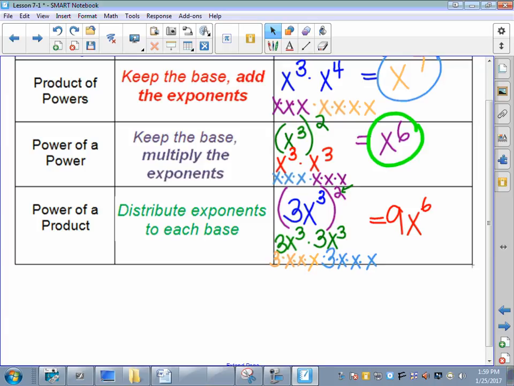So 3 is a base inside those parentheses, so I have to do 3 to the second power, not 6. And x cubed is another base within that parenthesis, so I have to do x to the third squared. Write them out, it will always work.